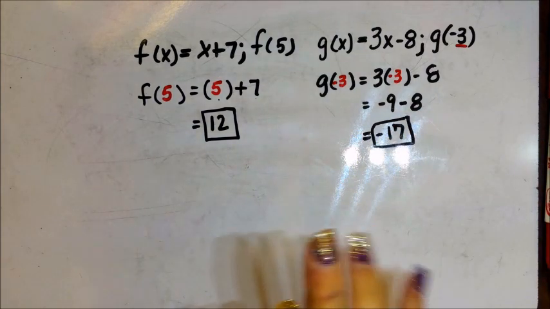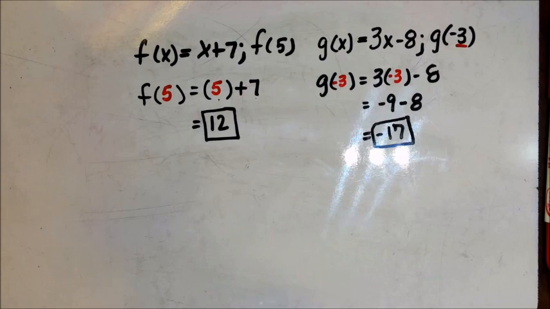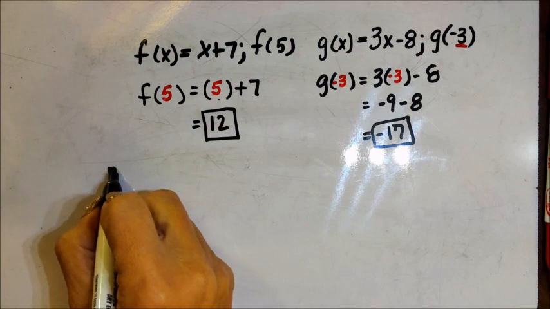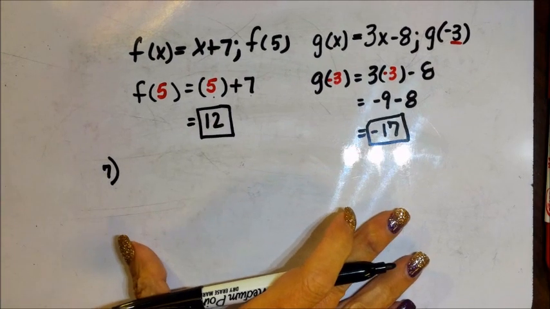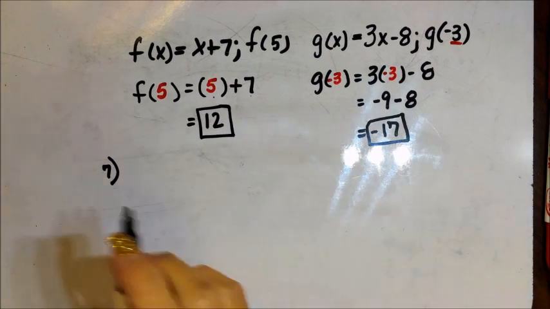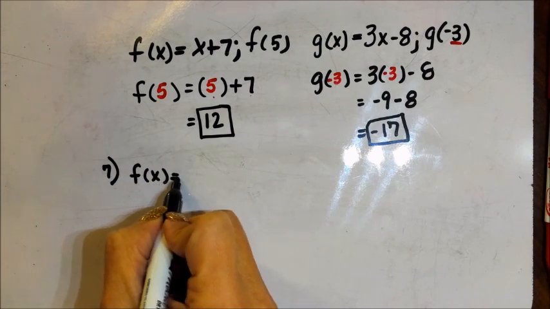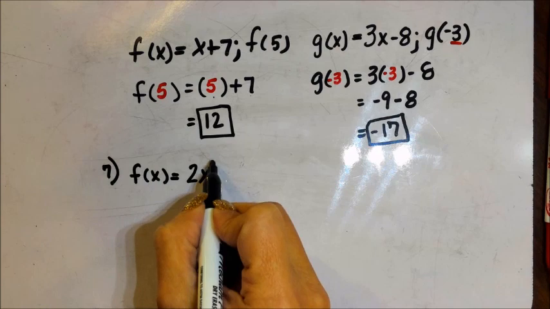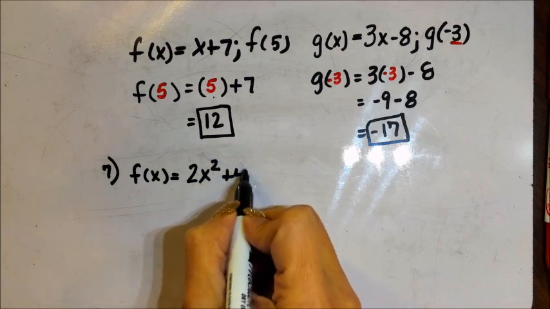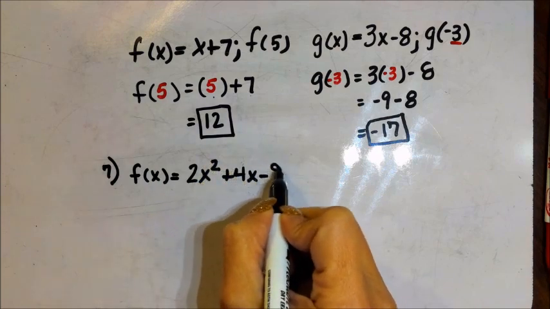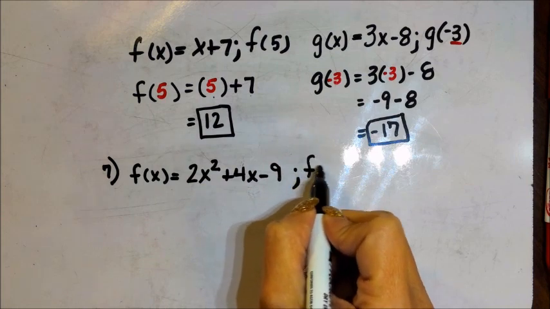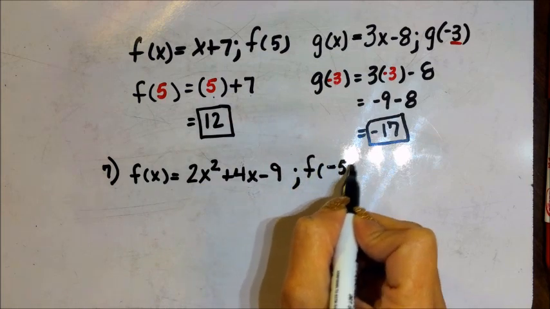All the rest of them work kind of the same way. Let me go down to number 7, and let me just help you get started on that one. f of x equals 2x squared plus 4x minus 9, and they want me to find f of negative 5.